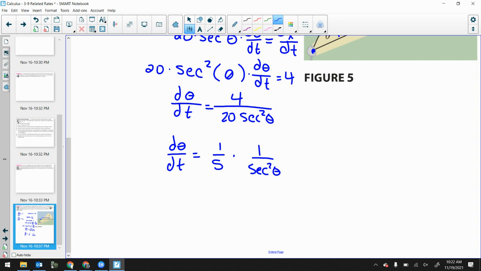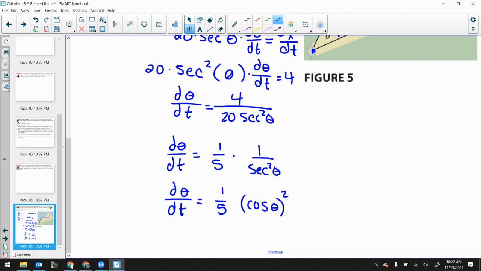Now, let me ask you something. What is secant squared? Or actually, let's go simpler. What is secant? 1 over what? 1 over cosine, right? So if this is 1 over secant squared, isn't that just like saying cosine squared? So d theta dt is equal to 1/5 times cosine of theta squared. Now, here's why I left theta back in there.